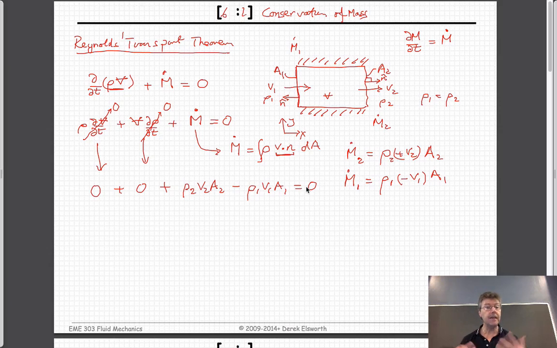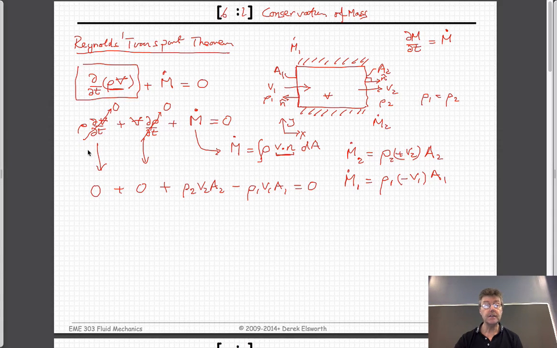So the key thing here, I think, what are the key things? One is that we can take the accumulation term, which is this term, and we can look at it as a change in volume of the control volume for constant density, or a change in density in the control volume for constant volume. So that's really what these are.